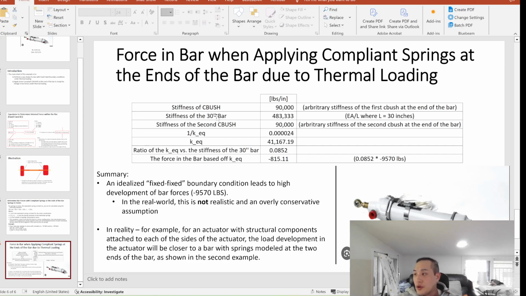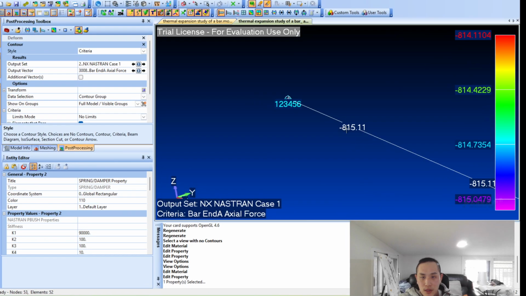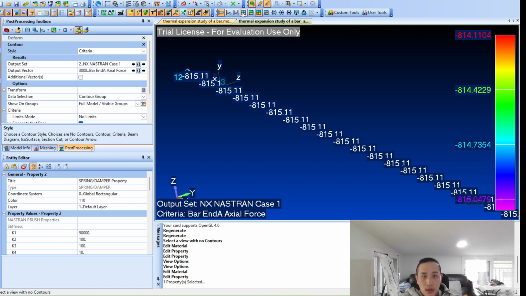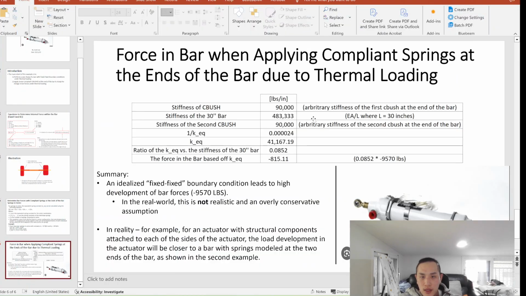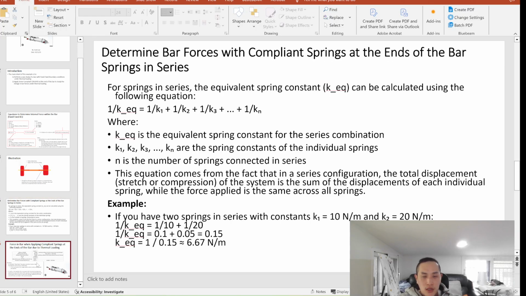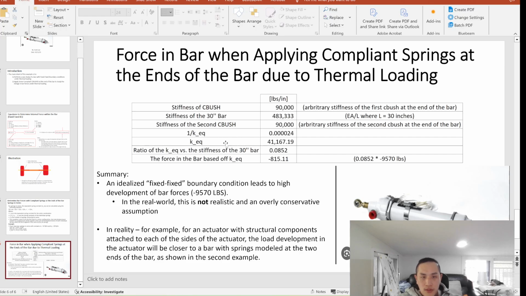The stiffness of the 30-inch bar, this entire bar element, is calculated to be EA over L, right? So E times A over L, and L is 30 inches. That came out to be 483,000 pounds per inch. Obviously the second C bush on the other side is the same in terms of stiffness. So when we calculate using this previous equation, 1 over KEQ equals this value, and when we take the inverse of that, KEQ is around 41,000 pounds per inch.